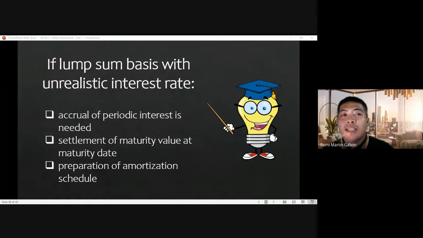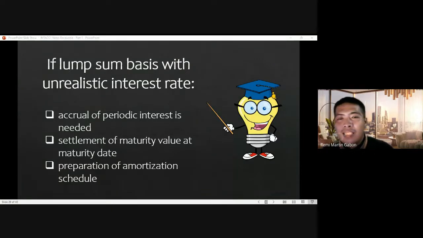I'll be sharing with you sample problems involving unrealistic interest rate kasi nga nung nagre-review ako, na-encounter ko yung unrealistic interest rate sa promissory note. Namali ako ng pag-solve sa isang problem kasi nga the promissory note is really interest bearing, but because yung consideration daw sa interest is unrealistic interest.